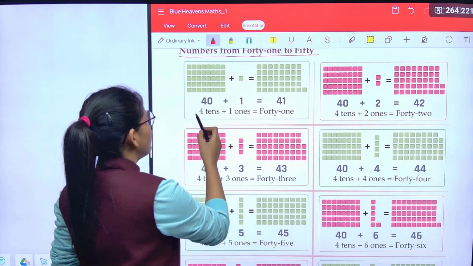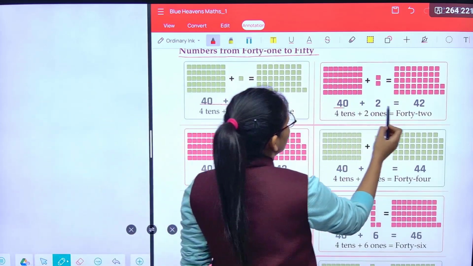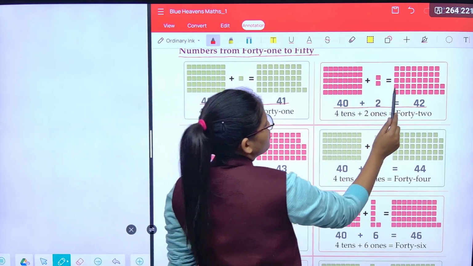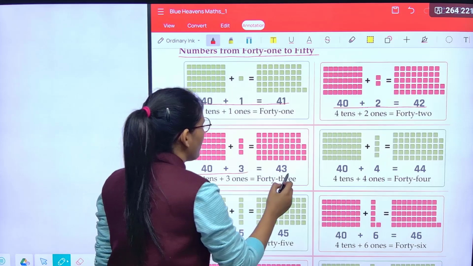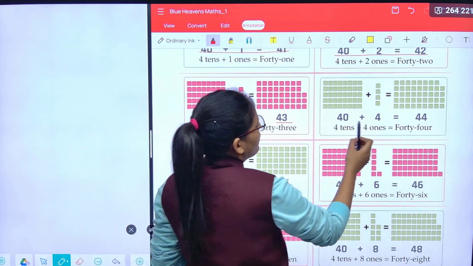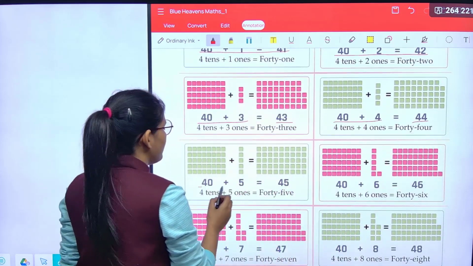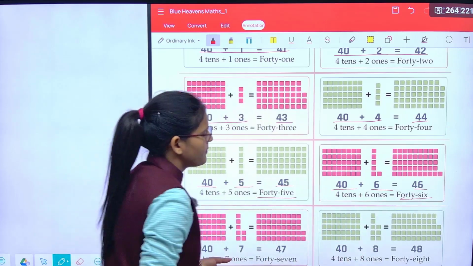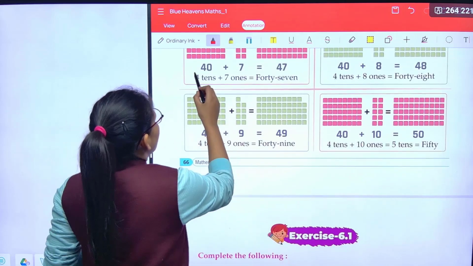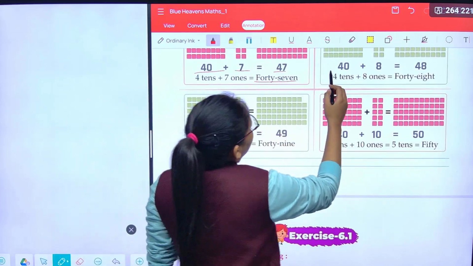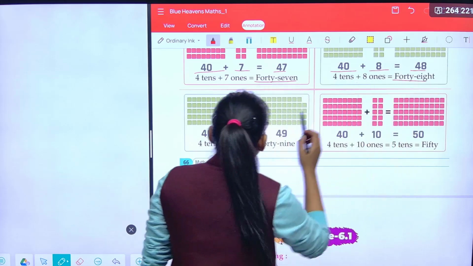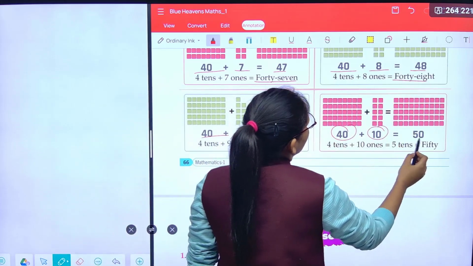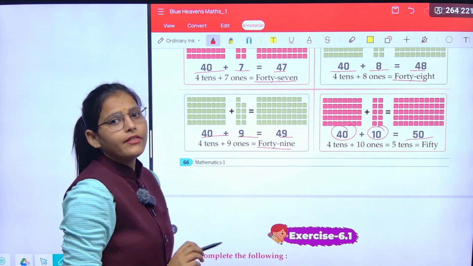40 plus 1, 41. 40 plus 2, 42. 40 plus 3, 43. 40 plus 4, 44. 40 plus 5, 45. 40 plus 6, 46. Now 40 plus 7, 47. 40 plus 8, 48. 40 plus 9, 49. 40 plus 10, it is 50. F-I-F-T-Y, 50.